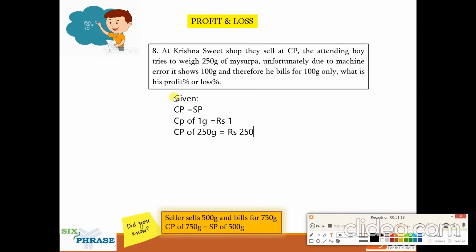But how much do they sell it for? They sell at SP of 250 grams, at least that is what they think. The selling price of 250 grams becomes rupees 100. They sell it for rupees 100 because they bill only for 100 grams, right? So you can see that the selling price is less than the cost price, guys, with just this information alone. Just this information is sufficient for you to find it. So there is going to be a loss. What is the percentage of loss? You just have to find the decrease percentage.